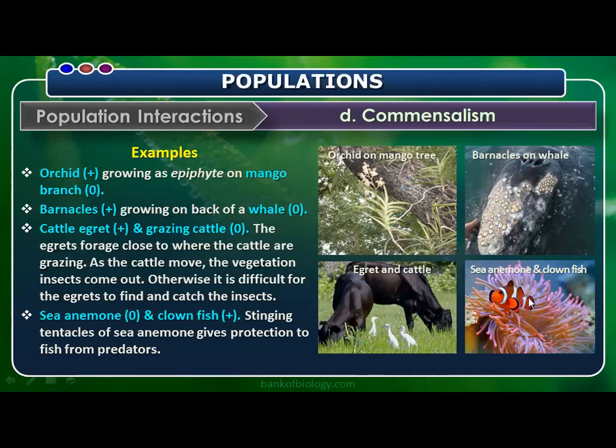And here one more, that is sea anemone and clownfish. The stinging tentacles of the sea anemone. We know that sea anemones have nematoblast cells. So our clownfish is moving in between them. That is for protection from the predator. So this is 0 for the sea anemone and our fish is getting benefit. What do you call it? Commensalism.